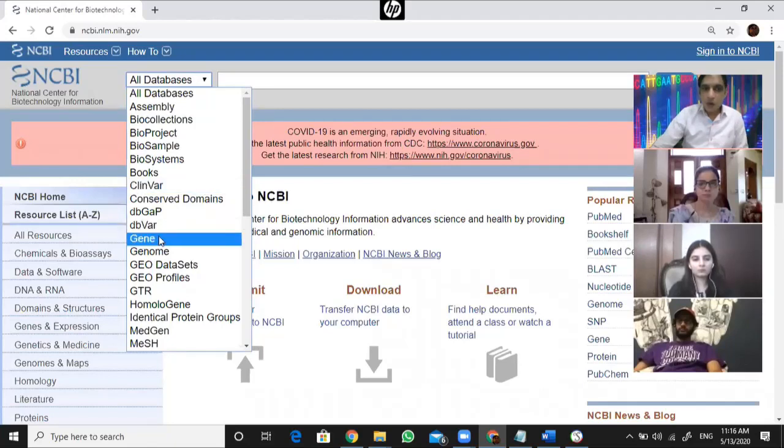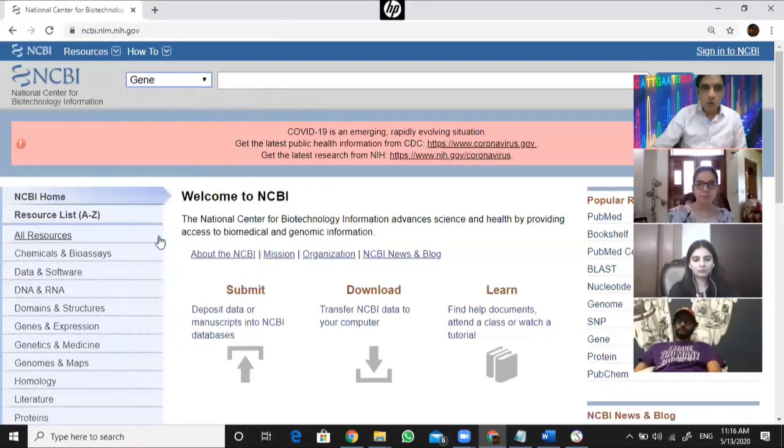So as I told earlier, I want to get the sequence of a gene from the DNA. The portion of the DNA which produces a protein coding sequence is called a gene. I want to get the sequence of that particular portion. So I will choose gene here, make sure it says gene here, and then I will type the name of that gene.